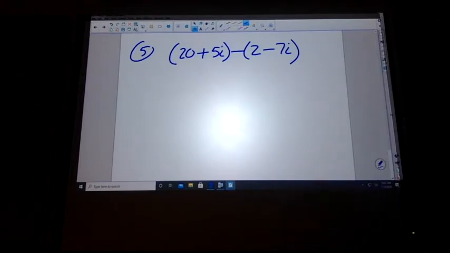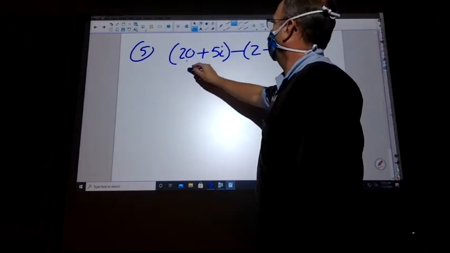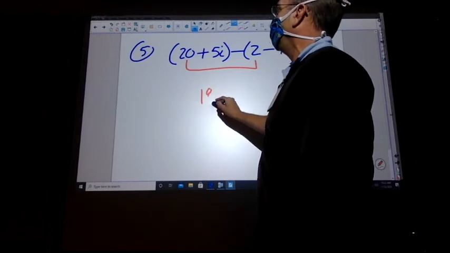How do I do this kind of problem? Am I FOILing this problem or am I subtracting? I'm subtracting. So I'm going to go 20 subtract 2 to get 18. Agree?